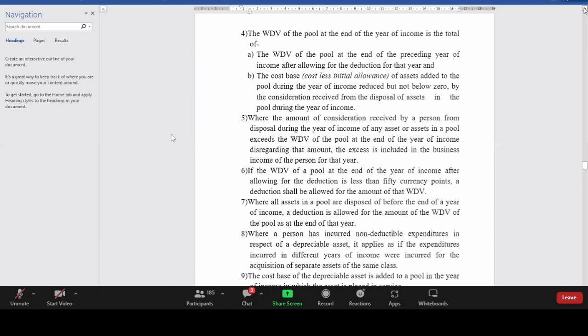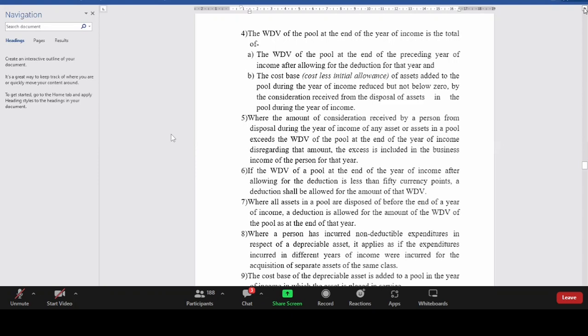Section 4, subsection 4, part A. They are saying the written down value of a pool at the end of the preceding year of income after allowing any deduction for that year, and then the cost base of the asset added to the pool during the year of income, reduced but not below zero. What you are asking, it can go up to zero, but it can't continue to be that. You can't depreciate more than its scrap value, by the consideration received on disposal of the asset in the pool during the year of income.